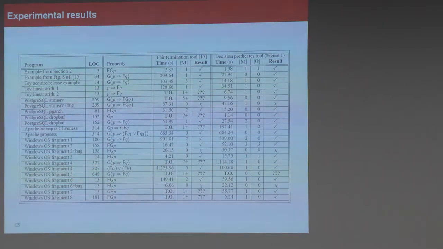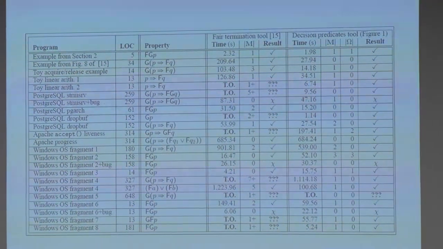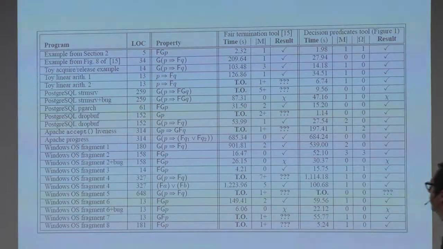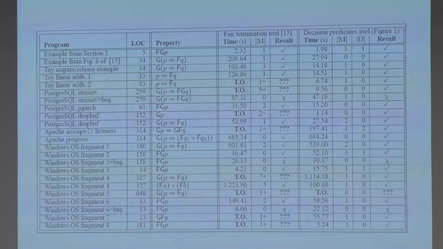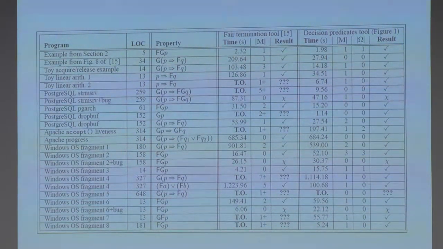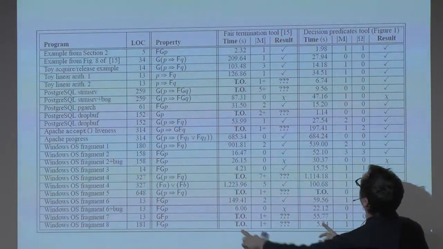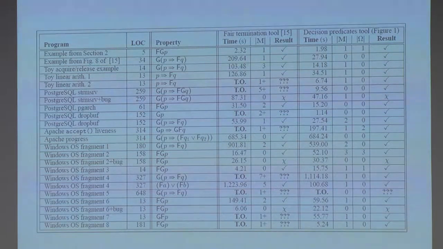So I'm comparing against a tool that Moshe and I worked on previously, which was based on Andre also on fair termination. So this is the column for the old tool, the traditional approach, and this is the column for the new approach. I applied it to some code from device drivers, some code from PostgreSQL, some code from Apache, some toy examples, and so on. And here's the shapes of the properties that we're proving. Here's the runtimes and the results. I'll leave that up for a moment for you to parse it.